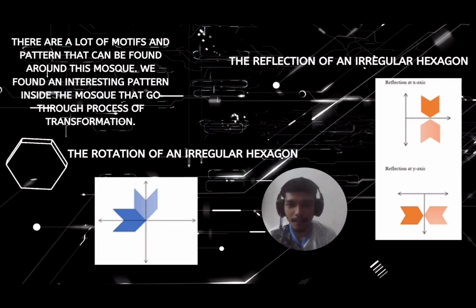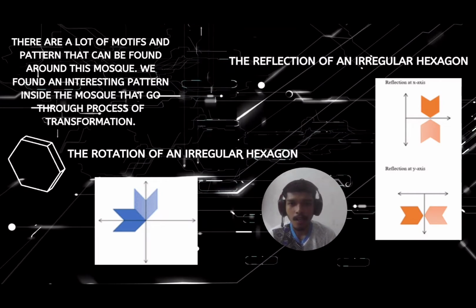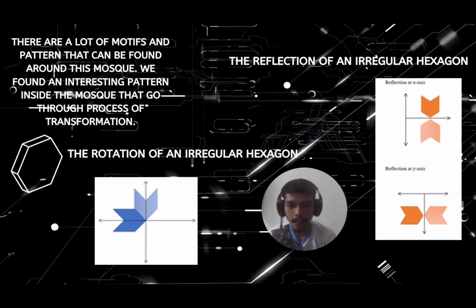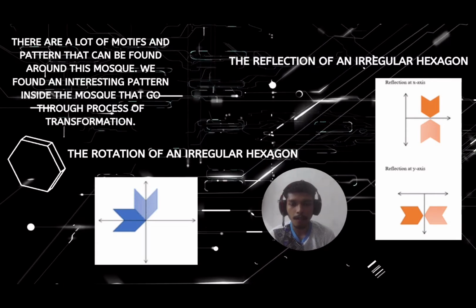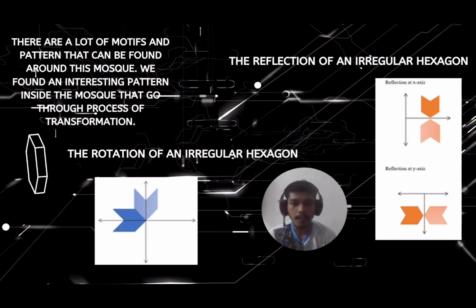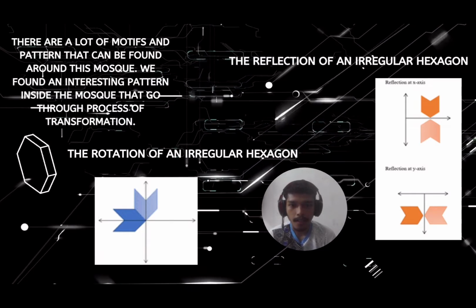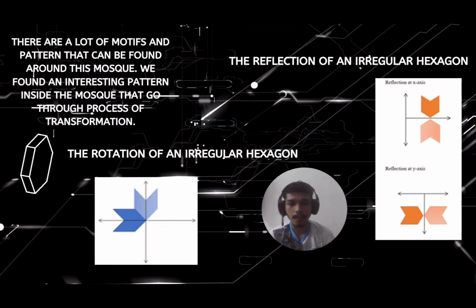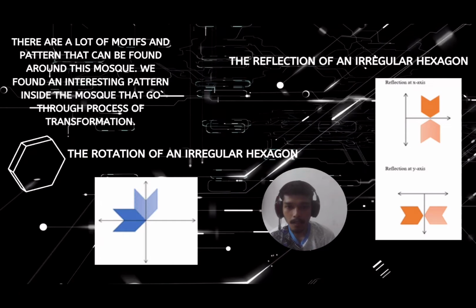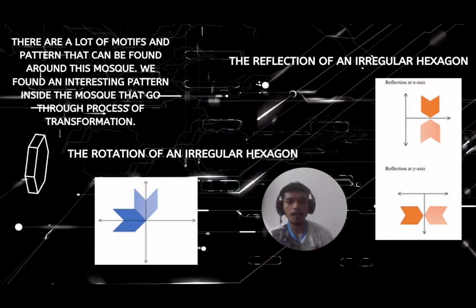There are a lot of motifs and patterns that can be found around this mosque. We found an interesting pattern inside the mosque that goes through the process of transformation. The first transformation is the reflection of an irregular hexagon, and the second is the rotation of an irregular hexagon. We can find this pattern inside this mosque on the carpet.